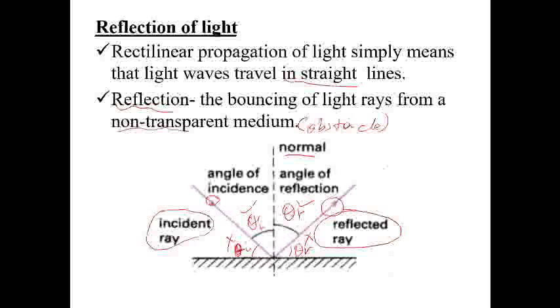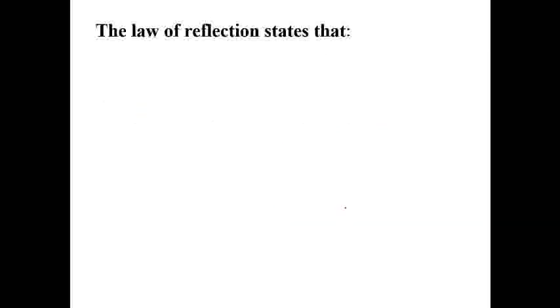And the first law states that the incident angle is equivalent to the reflected angle. They are equivalent. And the second law states that the incident ray, the reflected ray, as well as what? The normal line lie on the same plane. As you see, the reflected ray, the incident ray, and the normal line lie in the same plane. Therefore, this one is the second law.